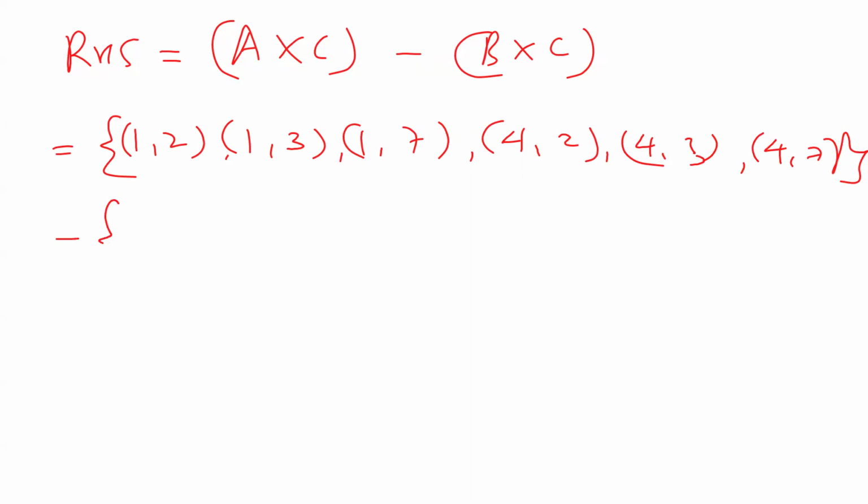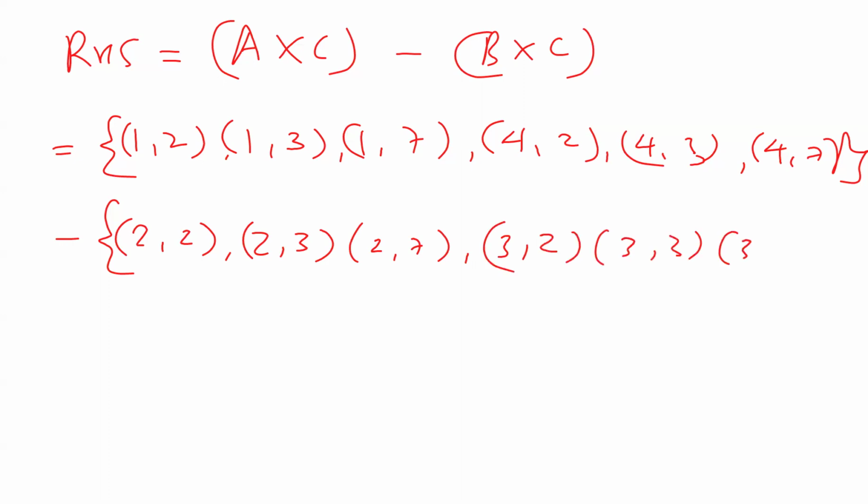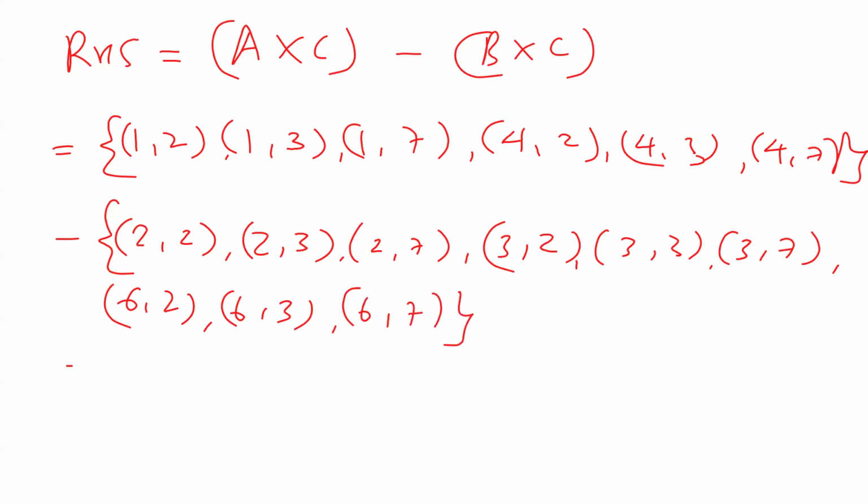Minus B cross C. 2,2; 2,3; 2,7. And 3,2; 3,3; 3,7. And 6,2; 6,3; 6,7. So we have to apply the minus operator between these two.